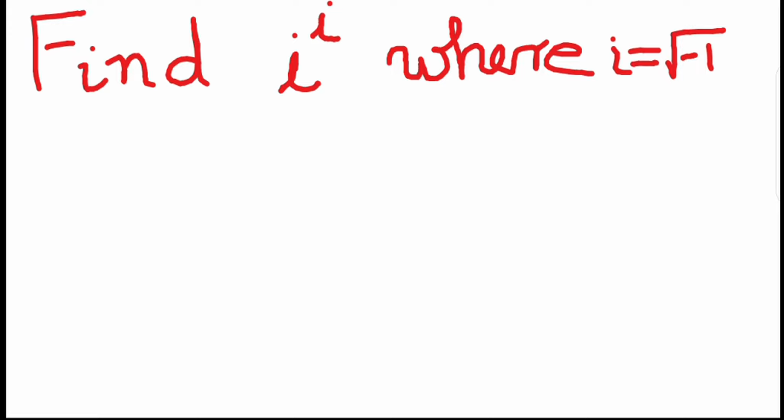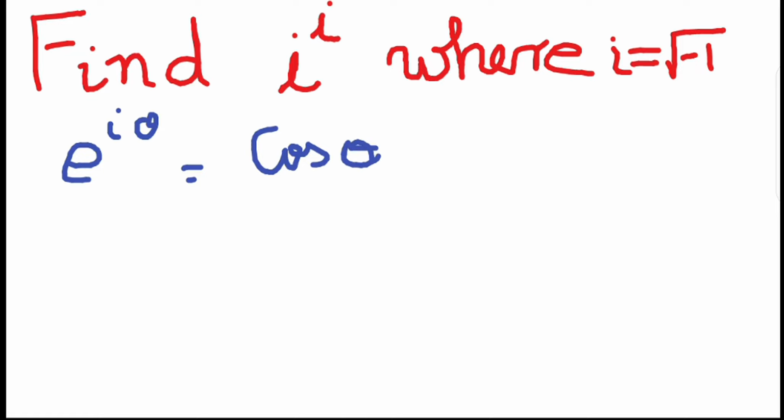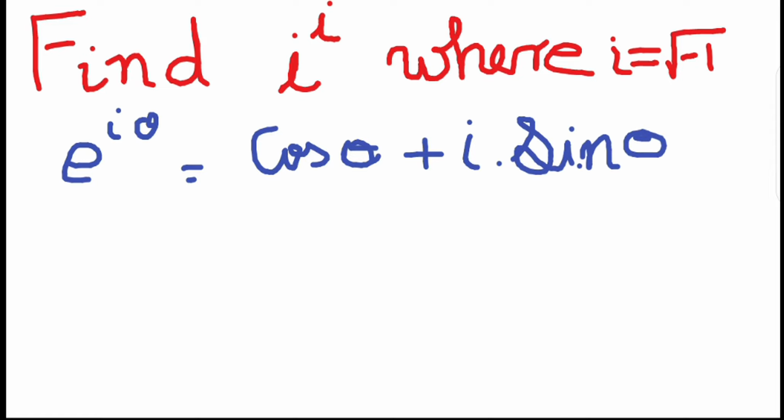First of all, we observe that e to the power i theta equals cos theta plus i sin theta. Once again, e to the power i theta equals cos theta plus i sin theta. Let's take theta equal to pi by 2.